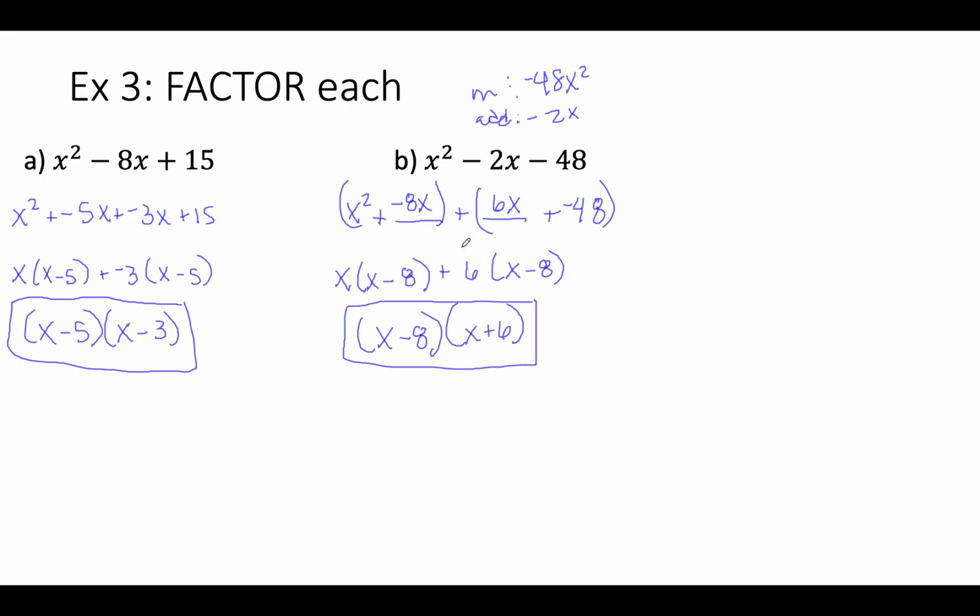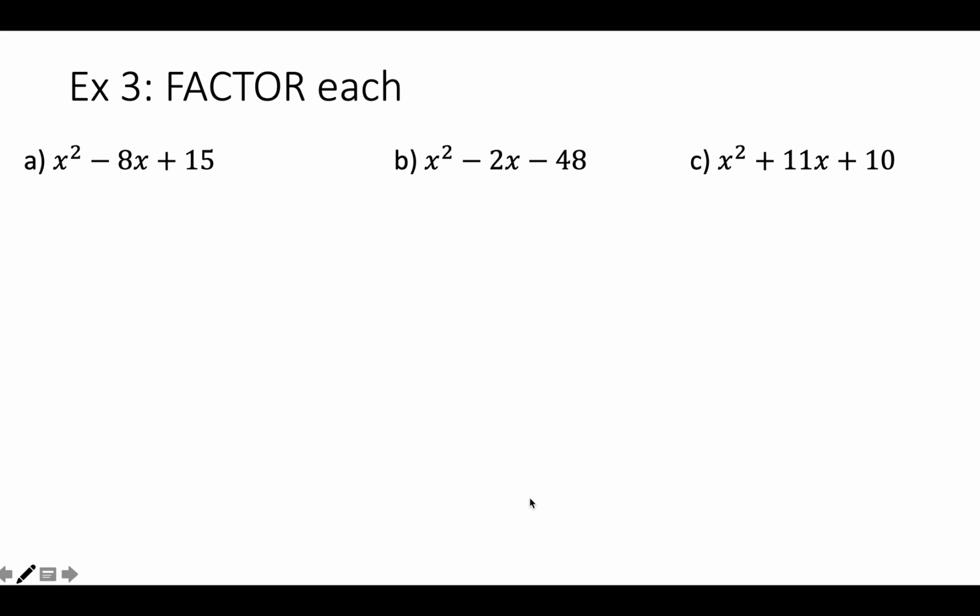So the shortcut is, if this is 1, which it is in both of these, then you can go right to the two parentheses, and it's going to be what multiplies to give you 15, adds to give you negative 8: negative 5, negative 3. What multiplies to give you negative 48, adds to give you negative 2: negative 8 and 6. So we can go right to those. So I'm going to show you that with letter C. It does not work that way if this term is not 1, and we'll see that in the next example.